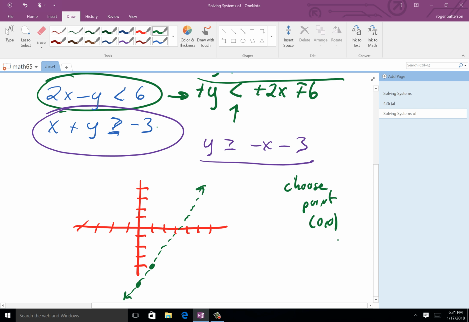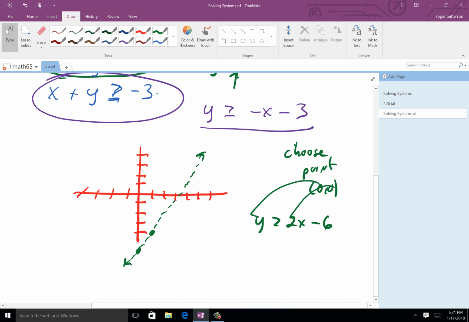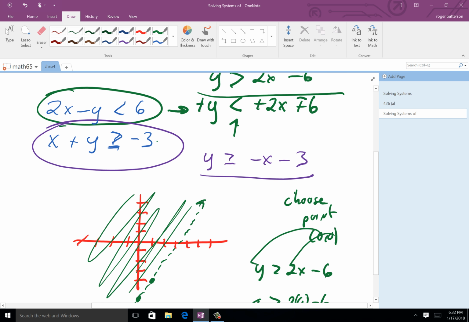All right, and then we're going to take 0, 0 and put it into the green equation there. So I'm going to have this, this, this, and then I'm going to put 0 into both of these things. Obviously 2 times 0 is just 0. So I have 0 is greater than negative 6. Okay? And that's a true statement. 0 is greater than negative 6. So then I would shade up here. All right? So that could be one way that the person may have taught that.